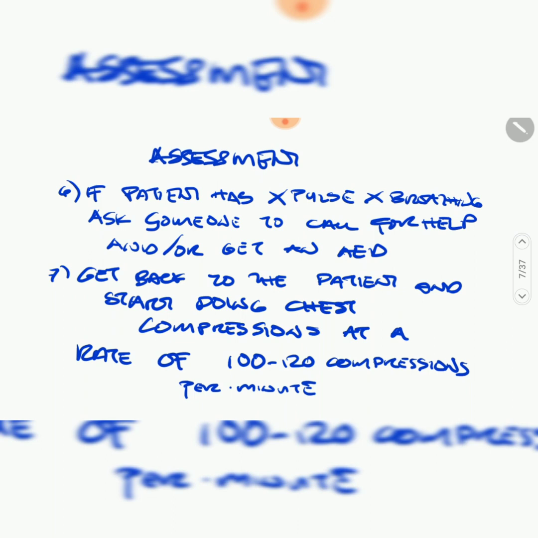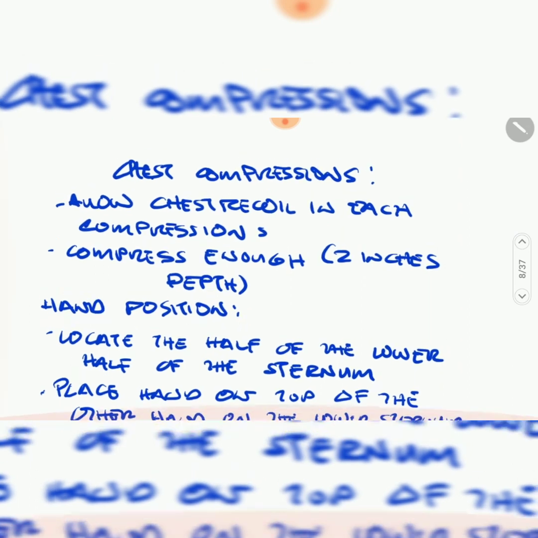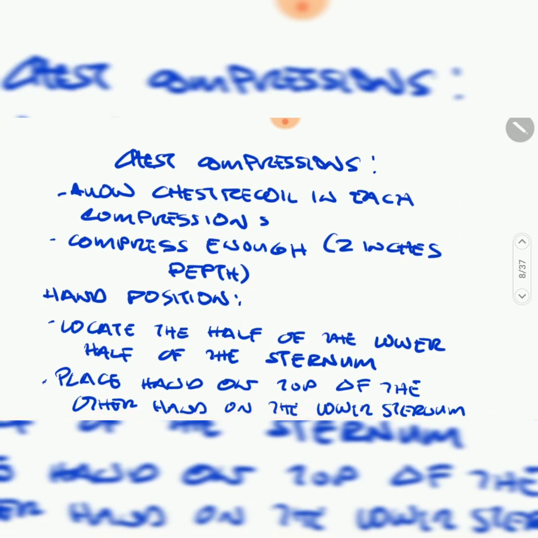That's the first chain of survival. And then you need to get back to the patient as soon as possible, and start doing chest compressions at a rate of 100 to 120 compressions per minute. Now, for the chest compressions, allow chest recoil in each compression.